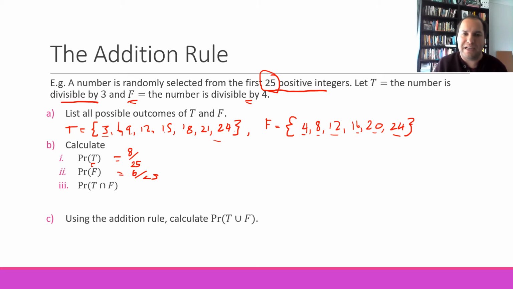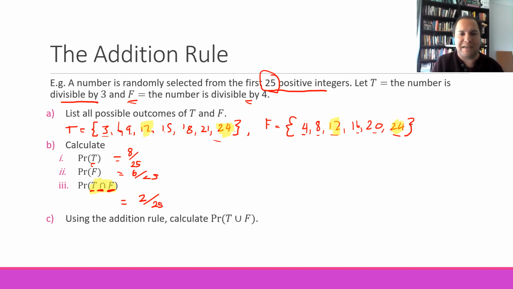Now, looking at our intersection, let's find some numbers that are in both our sets here. Well, we've got 12 and 24. Those numbers are in both. So there's only 2 elements that are in our intersection between numbers that are divisible by 3 and numbers that are divisible by 4. So we can say the probability of picking a number that is divisible by 3 and divisible by 4 is 2 out of 25.